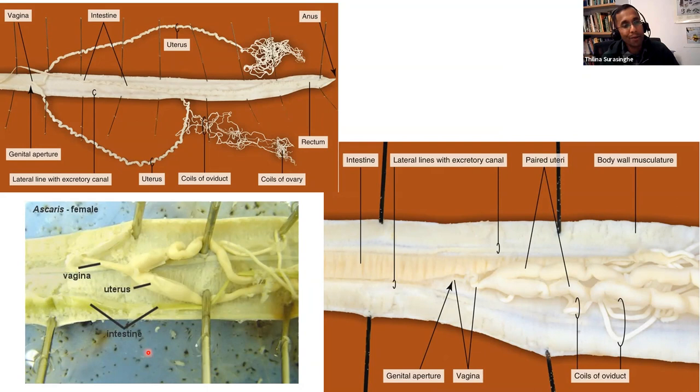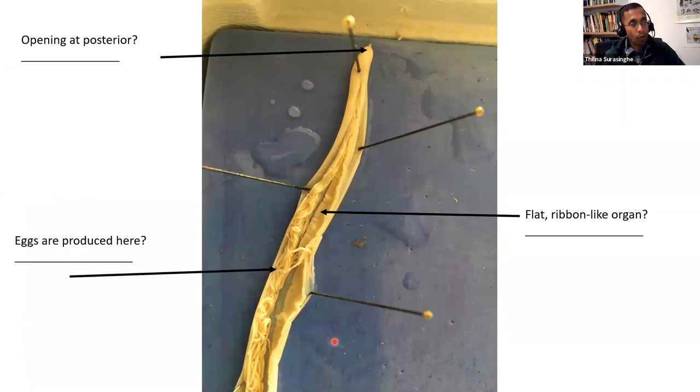Oviduct, correct. I think two people tried to answer that question. That's correct, right? And then, yeah, I'm not going to go over all of them. Again, the same structures over there, right? And eggs are produced where? Any female animal produces eggs where? Ovaries. Ovaries, right?